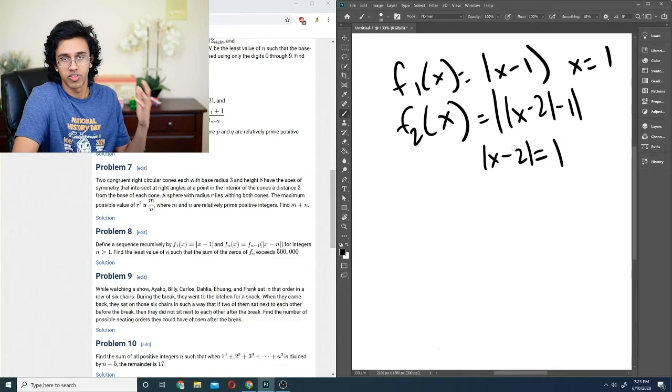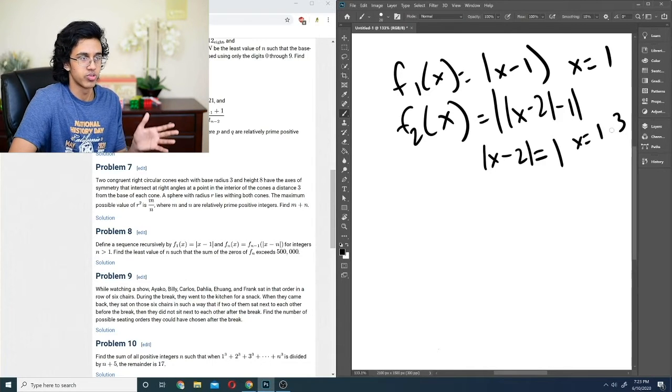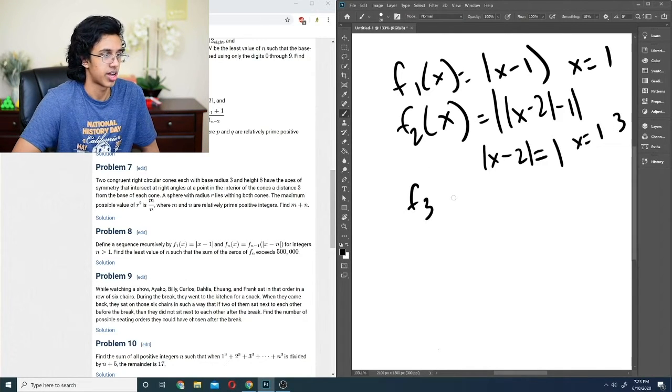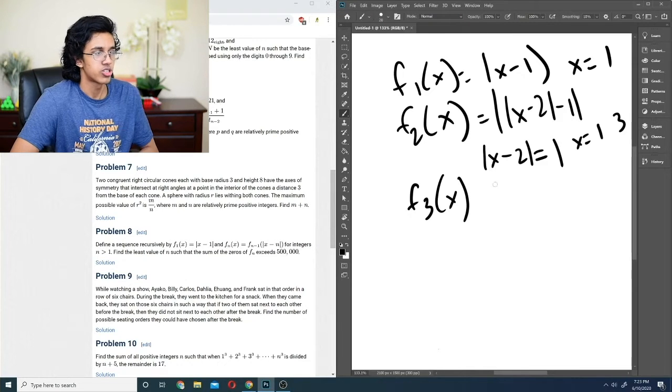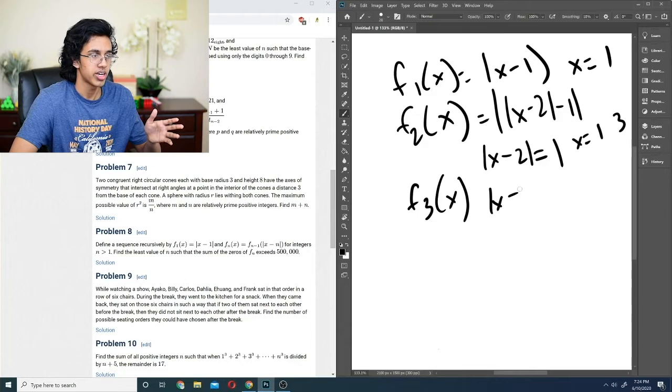So basically, in terms of logic, what the statement says is that x is a distance 1 away from 2. So in this case, x is equal to 1 or 3, because both of those are a distance 1 from 2. Then f3 is basically going to have that, in order for f3 to have a 0, x minus 3 has to be a 0 of this function over here.